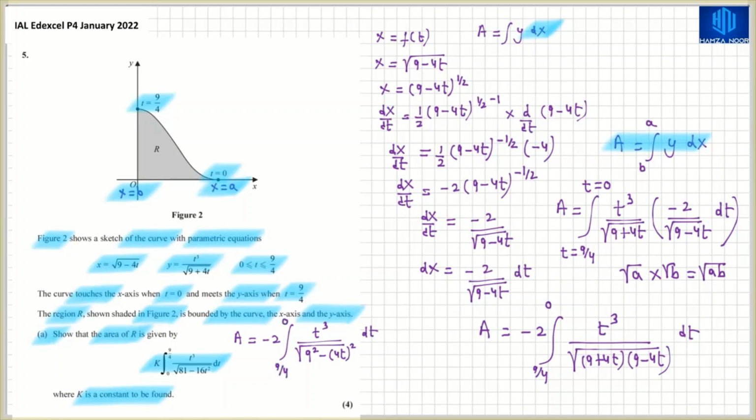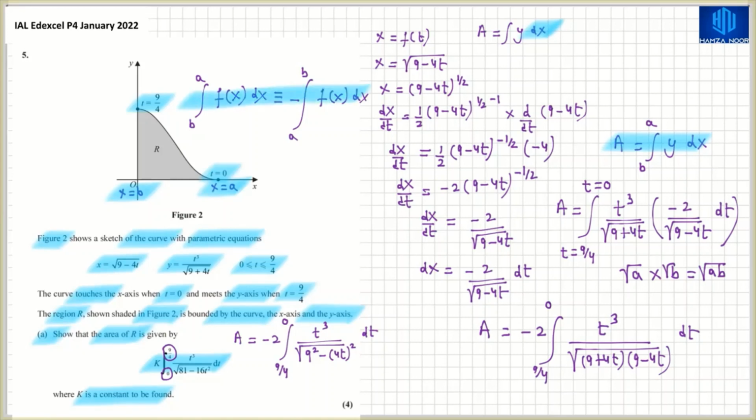But according to the requirement of the question, the upper limit is 9 over 4 and the lower limit is 0. So all you need to remember is that when you integrate, let's say f(x) with respect to x with upper limit a and lower limit b, and you need to swap the limits, so you want a as the lower limit and b as the upper limit, then the whole integral will be multiplied by a minus sign. So this is equivalent to the integration of f(x) with respect to x with upper limit b and lower limit a, multiplied by a minus sign. This is an identity which you need to remember.